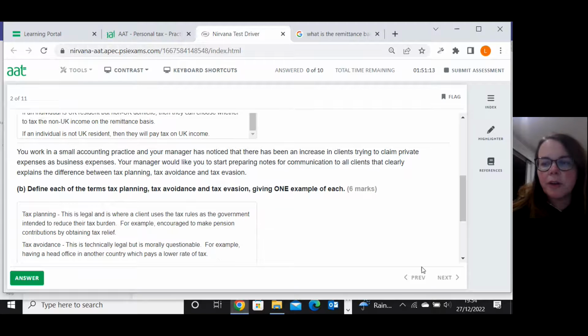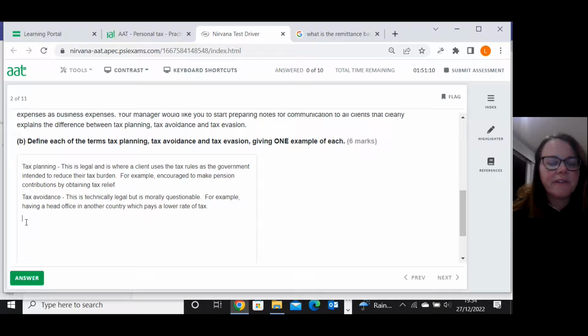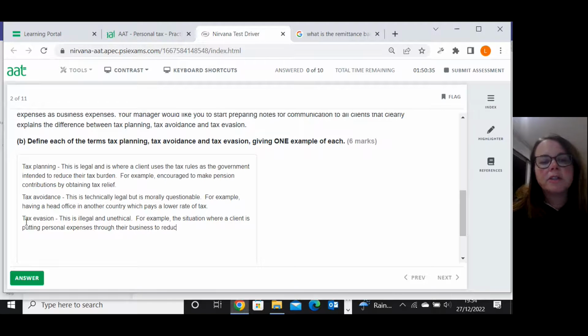So then we come on to tax evasion. This is illegal and unethical. For example, the situation where a client is putting personal expenses through their business to reduce their tax burden.